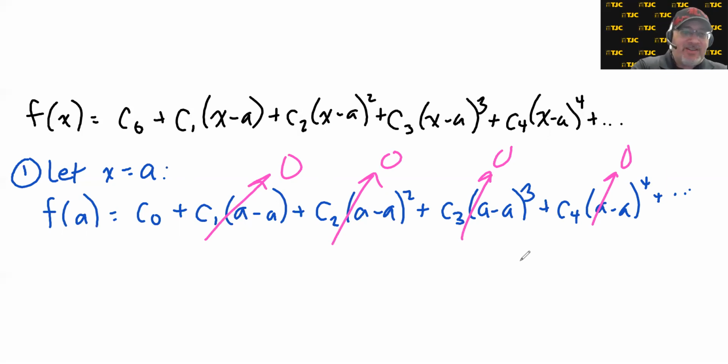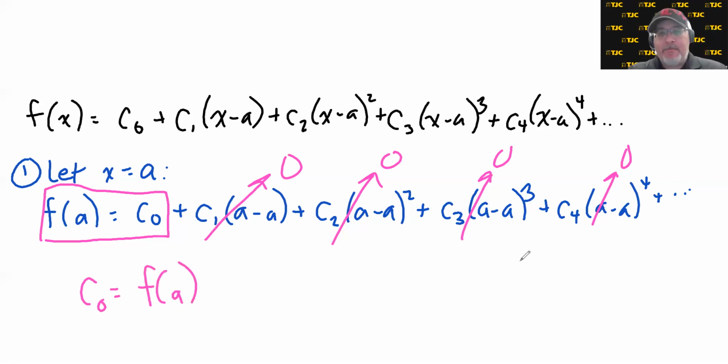So the only thing that's left is C0, and we instantly get that the constant term of our infinitely long polynomial is just the original function evaluated at its center. In other words, the first coefficient is just f of A.